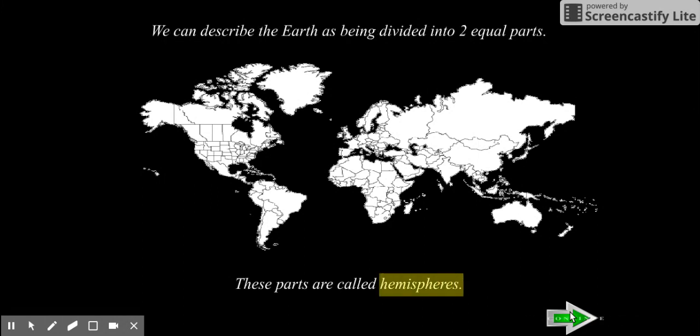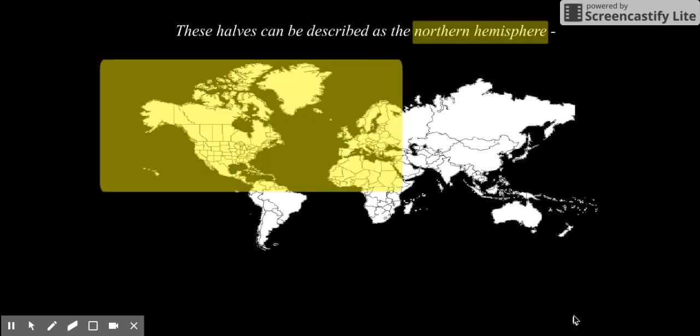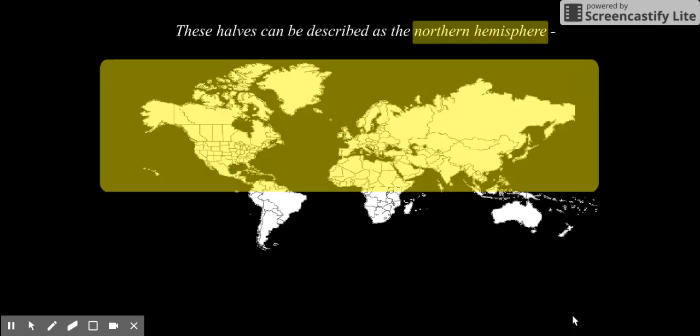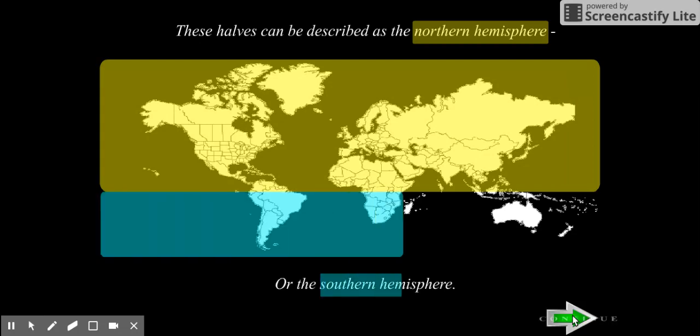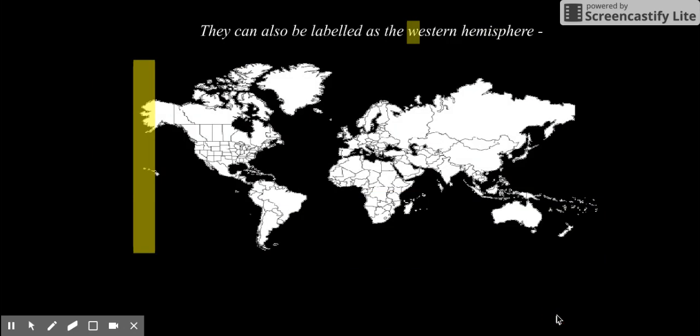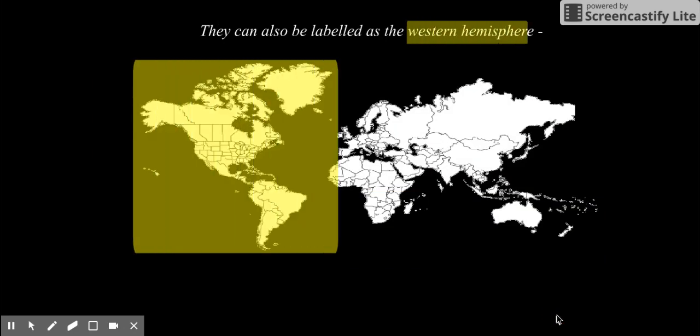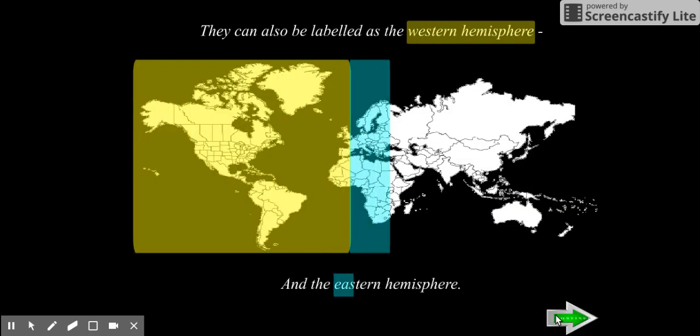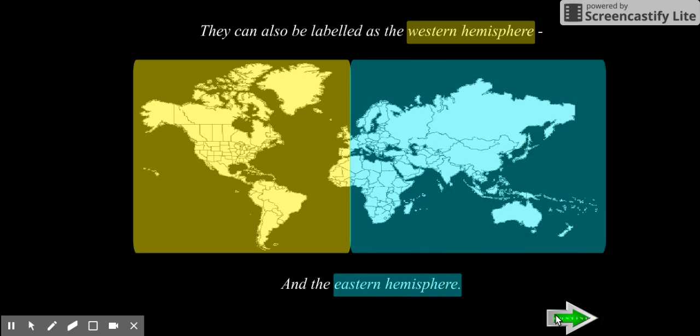We can describe the Earth as being divided into two equal parts. These are called hemispheres. These halves have been described as the northern hemisphere or the southern hemisphere. The line that separates them is the equator. It can also be labeled as the western hemisphere and the eastern hemisphere. The line that separates these two hemispheres is called the prime meridian.